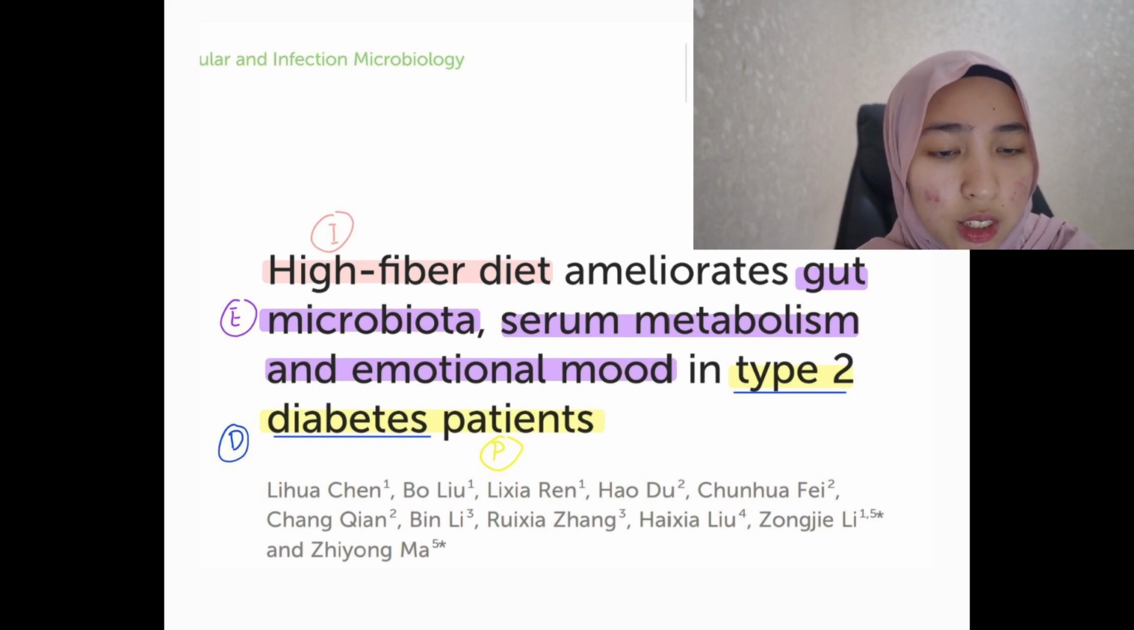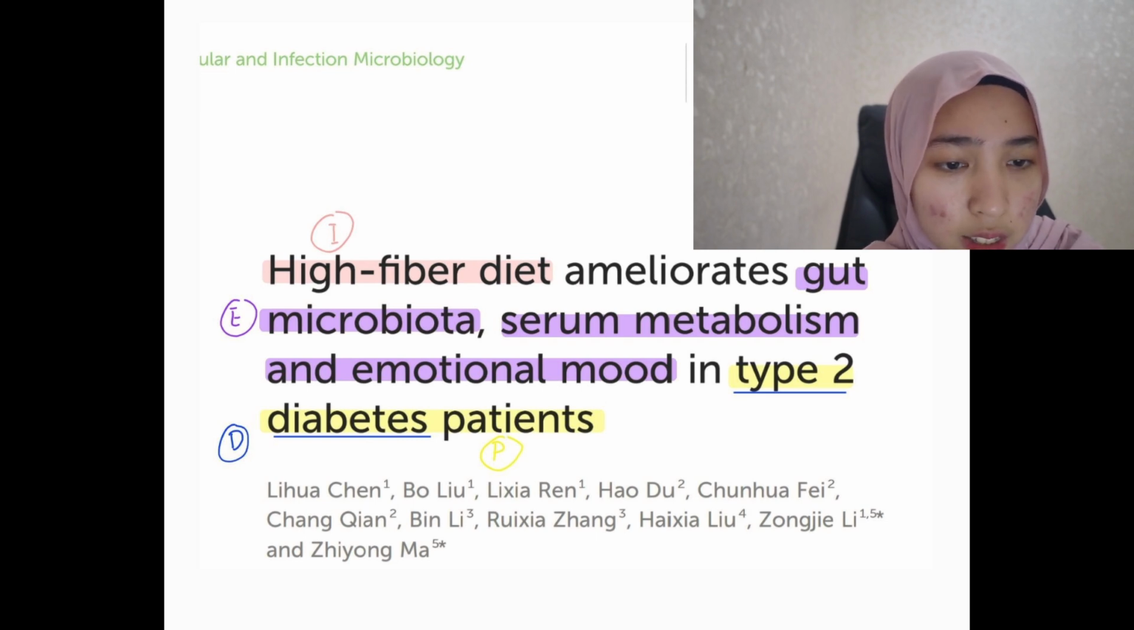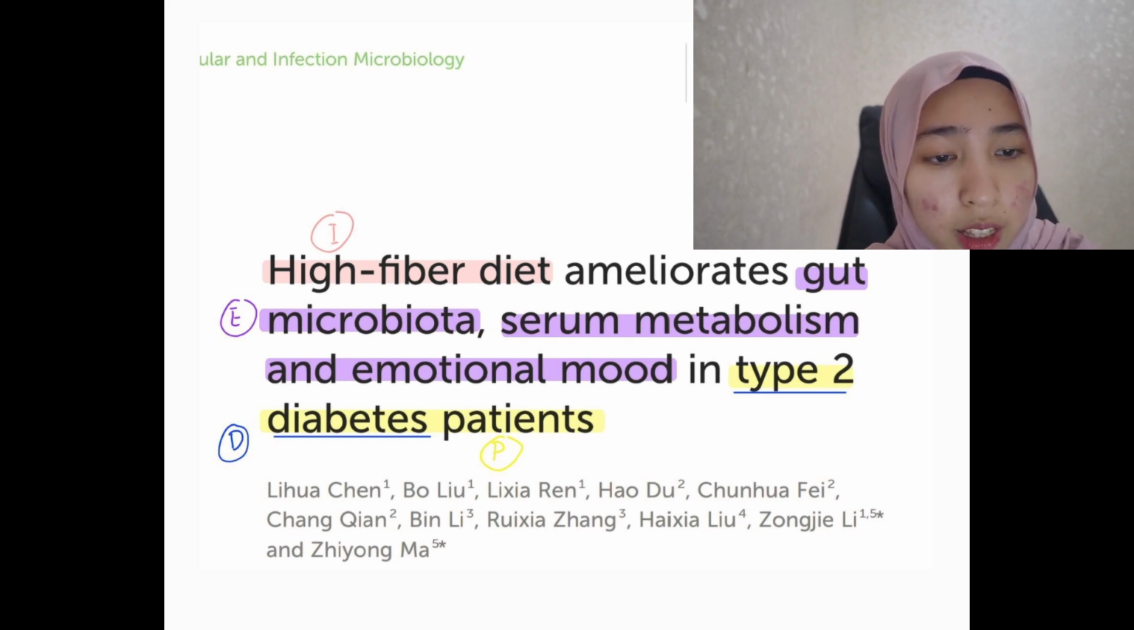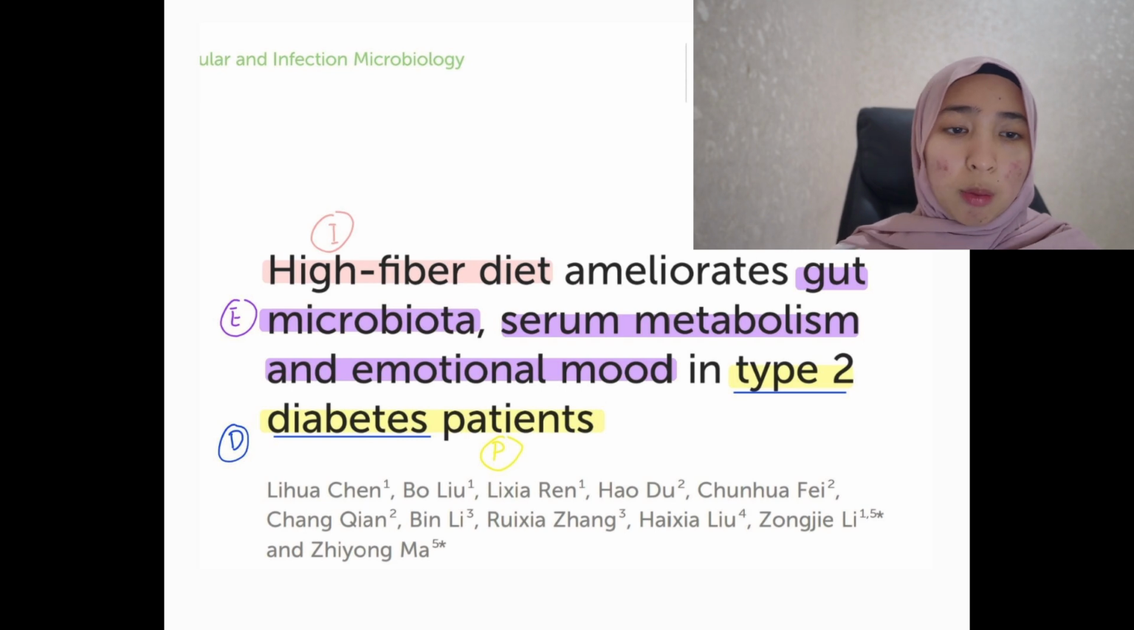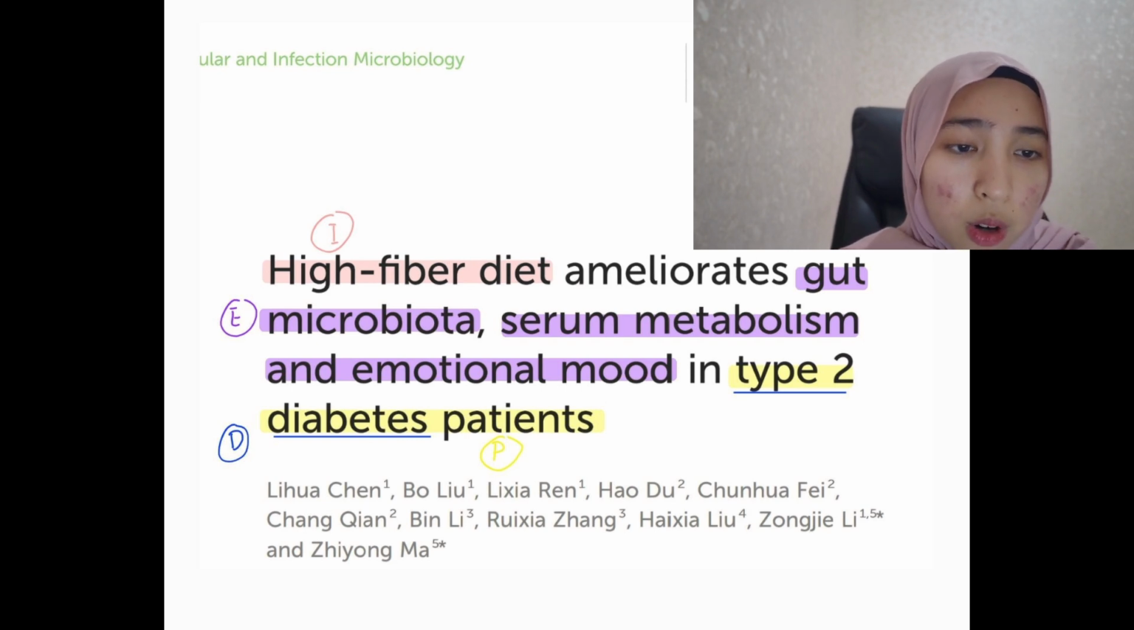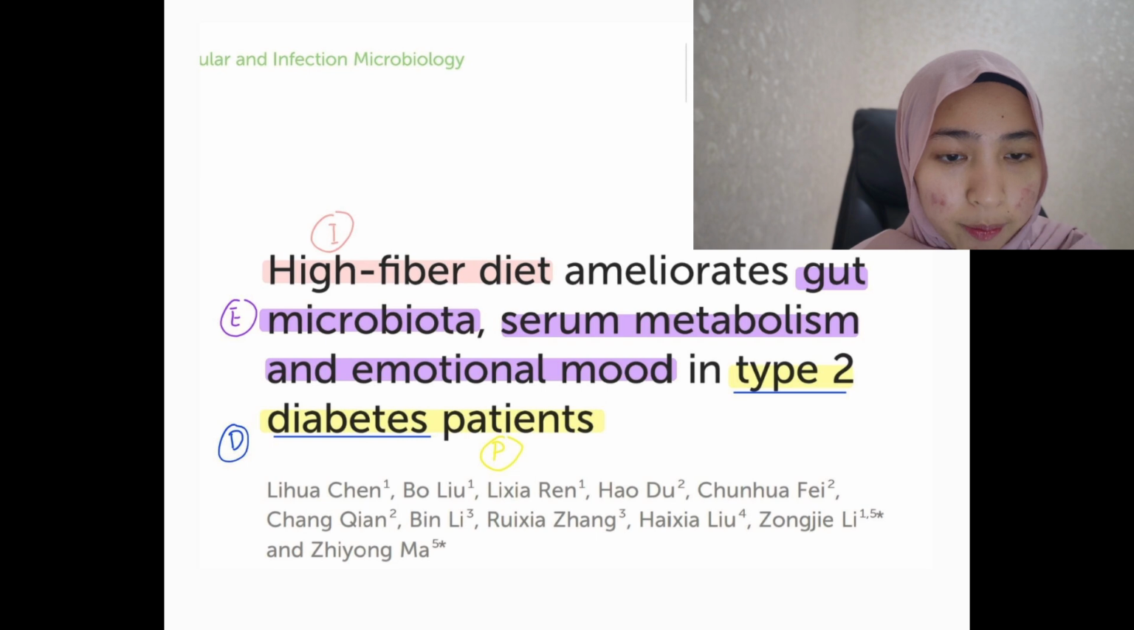S is for study design. It's talking about what kind of study it is, but in this title there is no study design. From the article, we know it is a randomized clinical trial, but this is not written in the title. P is for population. It's talking about who the participants are. And the title says type 2 diabetes patients. So we know who the study is about.